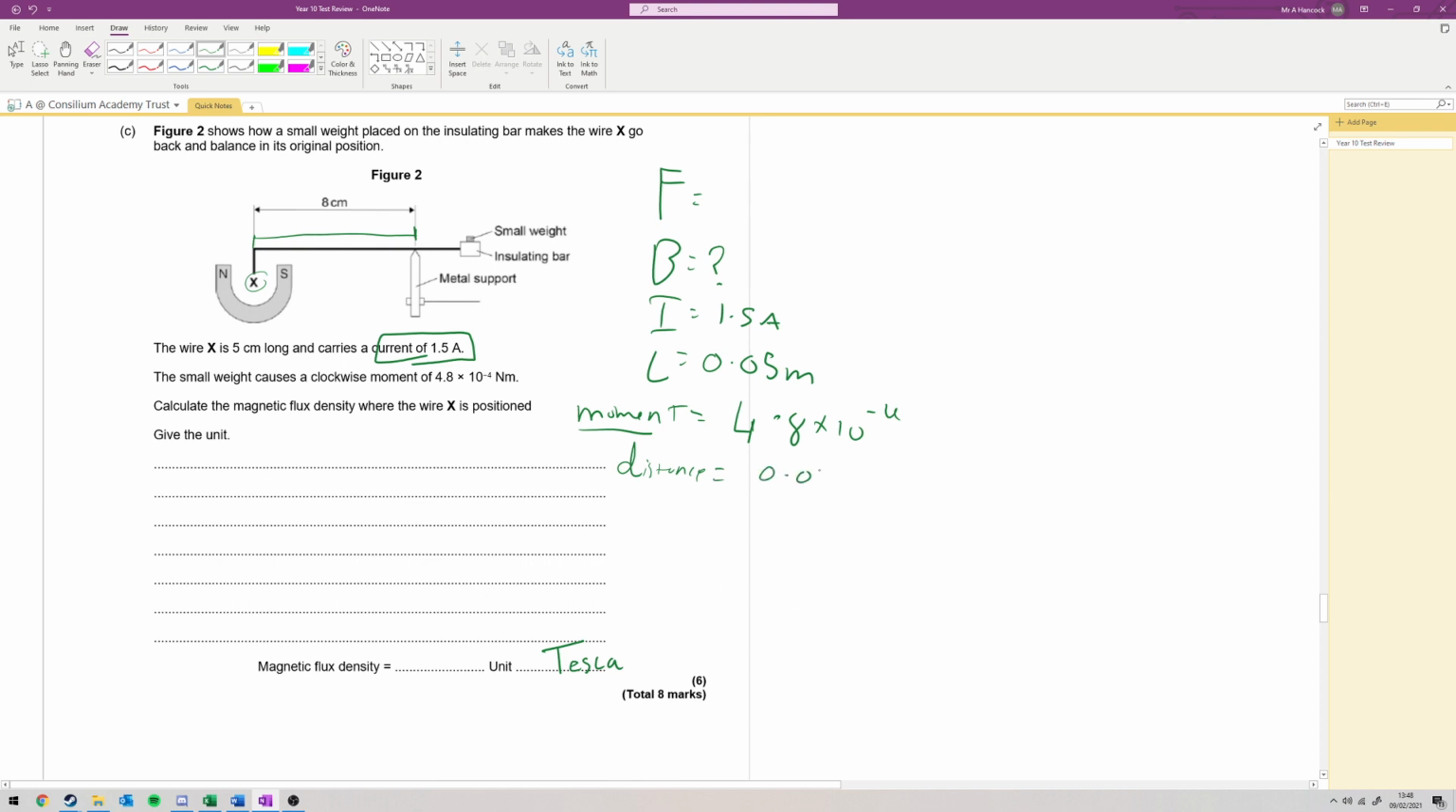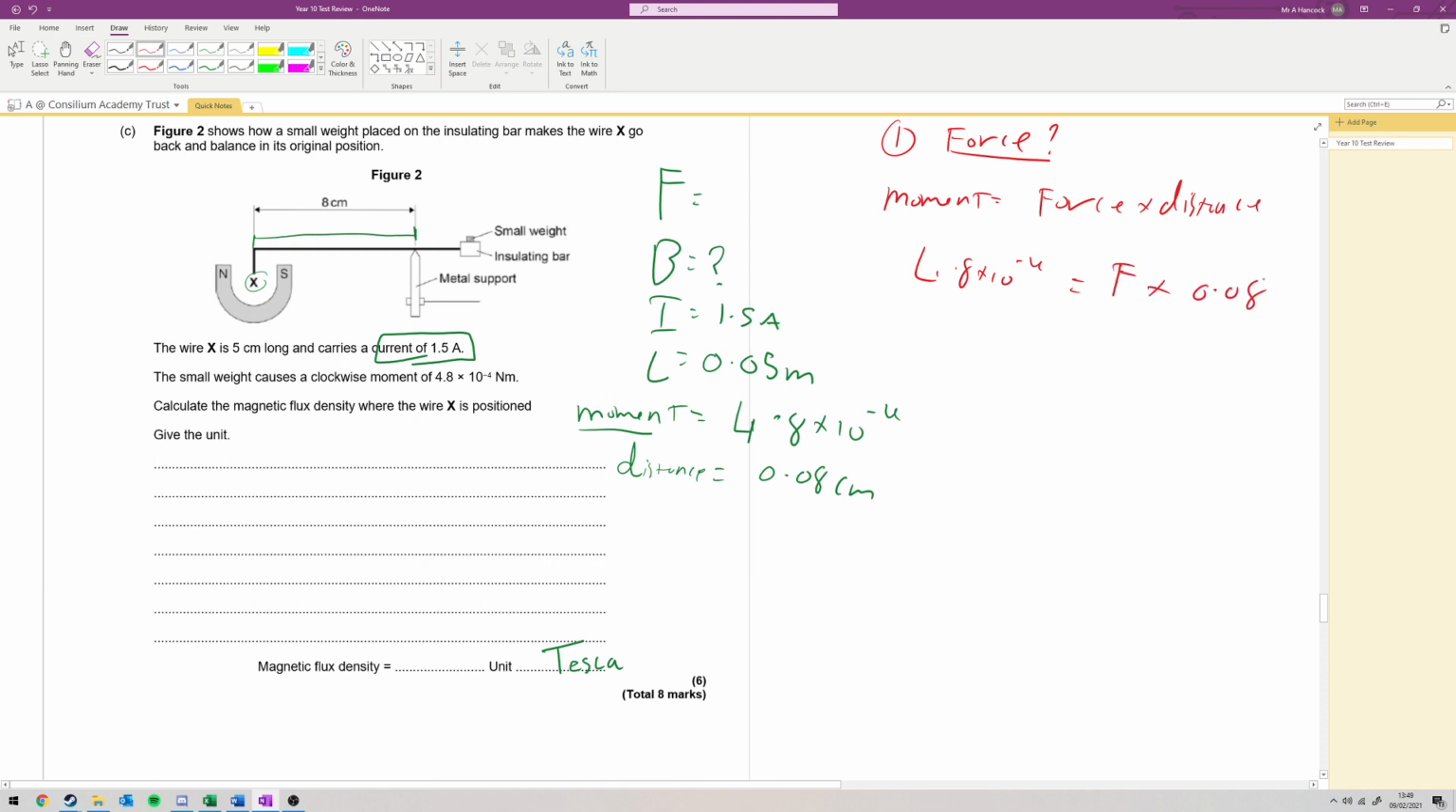And that is 0.08 centimeters. Now, new color. We should know that. So stage 1, we need to calculate the force. What is the force? Well, we need to know that a moment equals a force times a distance from a pivot. So even if you don't understand the setup, you can just go, right, I need this equation here. So my moment is 4.8 times 10 to the minus 4 equals F times 0.08.